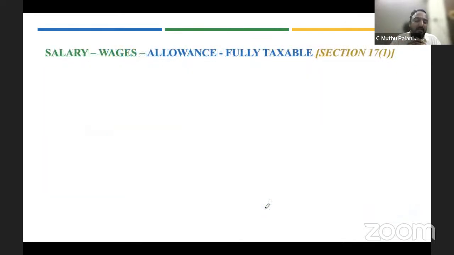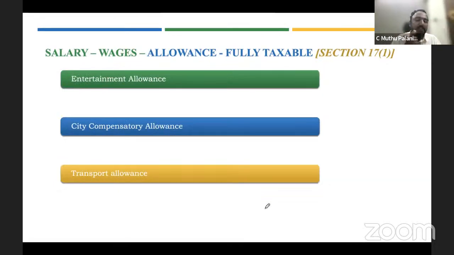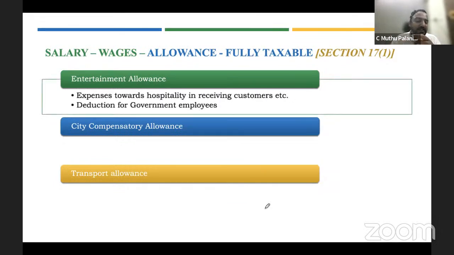Moving on, we'll understand certain allowances that are fully taxable. There are three things that we saw in the previous slide: entertainment allowance, city compensatory allowance, and transport allowance. Entertainment allowance is for any additional benefits for the purpose of customers or employees. It is fully taxable for private employees, but government employees have deductions. They will claim a deduction under section 16. So section 16 gives some deductions for government employees with respect to entertainment allowance.